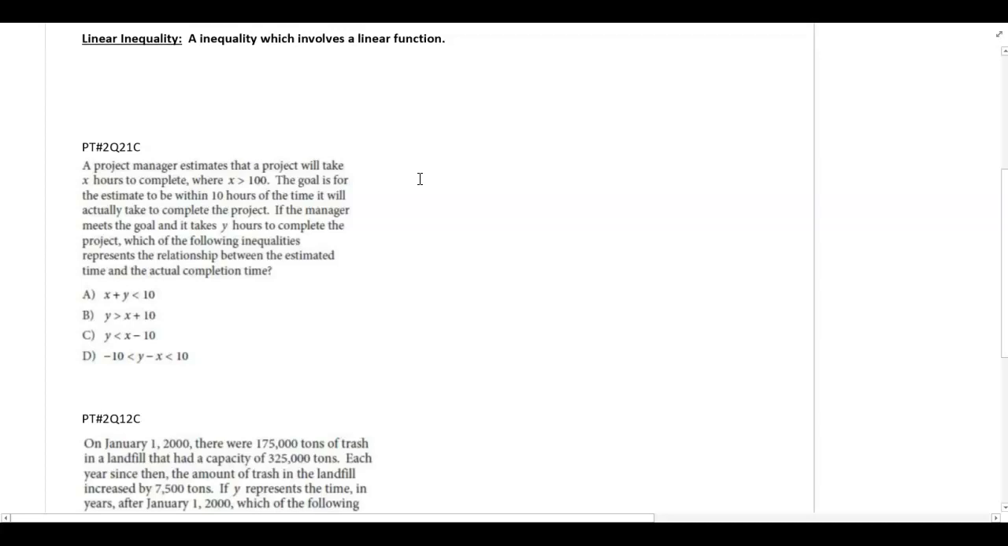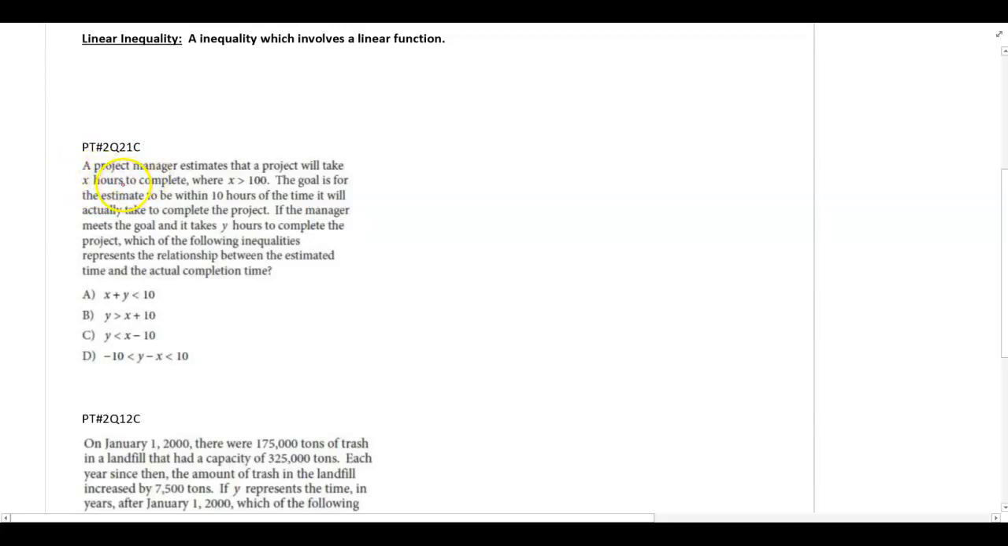First off, what is a linear inequality? It's an inequality which involves a linear function, right? Some of these, like the first example, is a compound inequality, whereas the second one is pretty straightforward. So let's look at the two word problems here. Both of these are calculator questions, but you really don't need the calculator.